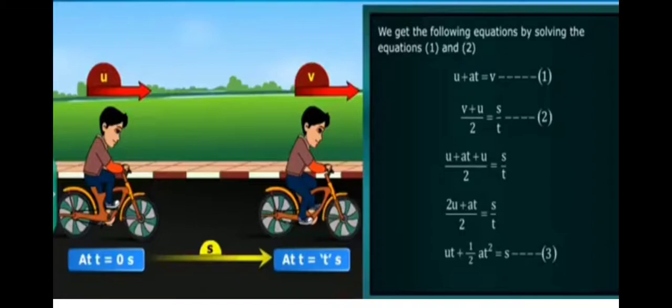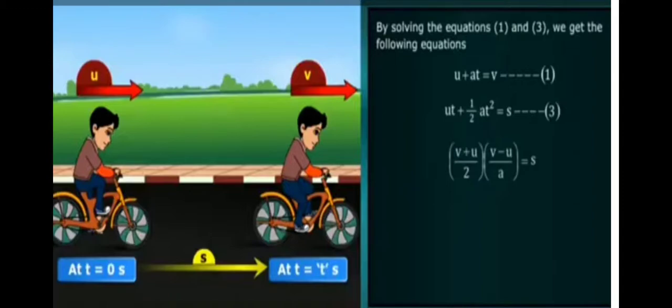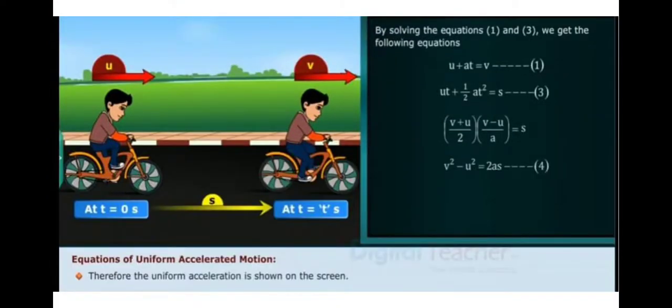We get the following equations by solving equations 1 and 2. Here we get the equation ut plus half at squared is equal to s. Consider it as equation number 3. By solving equations 1 and 3, we get the following equations. Finally, we get the equation v squared minus u squared is equal to 2as. Consider it as equation number 4. The equations of uniformly accelerated motion are shown on the screen.